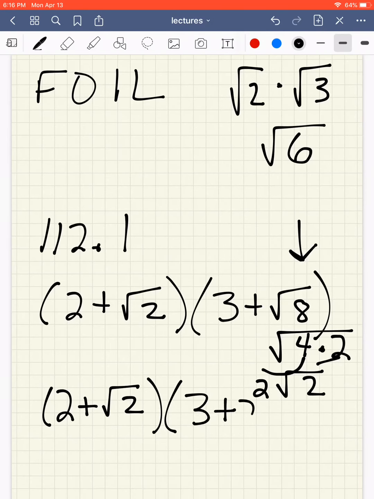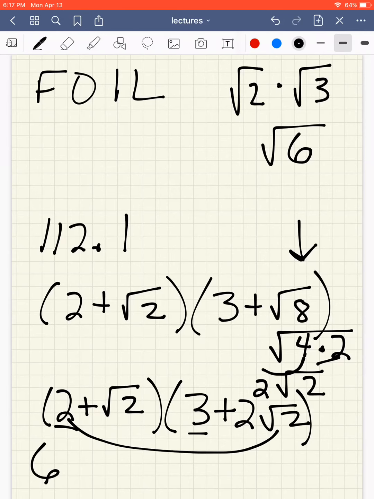So we actually could rewrite this in simplified form first, and now use FOIL on it. So let's go ahead and do it this way, and then I'll go back and show you the other way that you can do it. So this is 2 times 3 is 6. Outer are these, so we multiply the numbers that are outside the radical, 2 times 2, and then any numbers that are underneath the radical. We only have 1, so that's going to stay square root of 2.